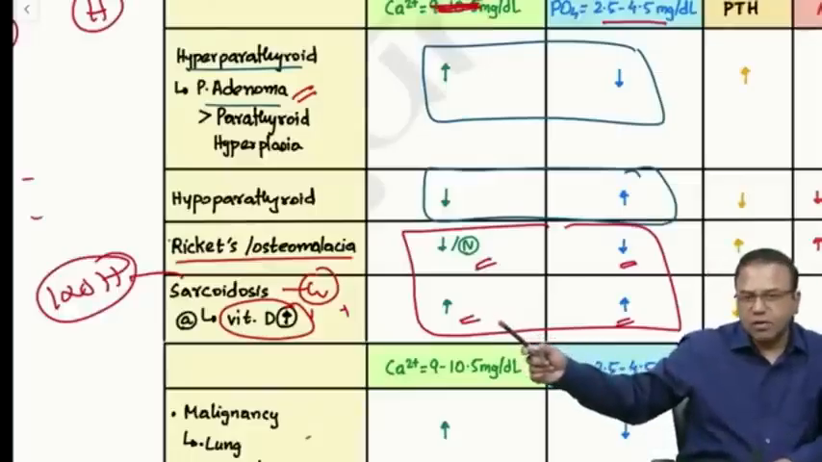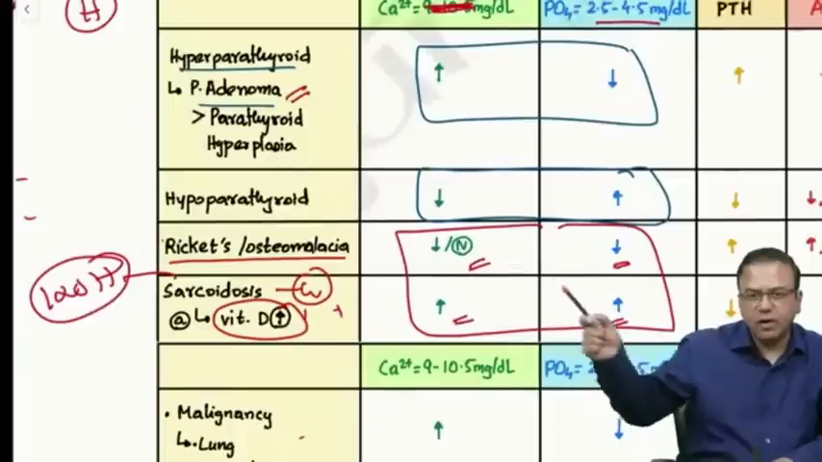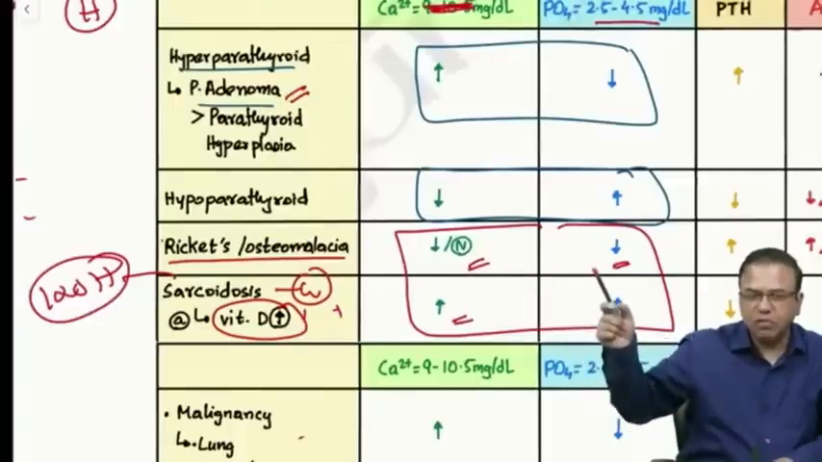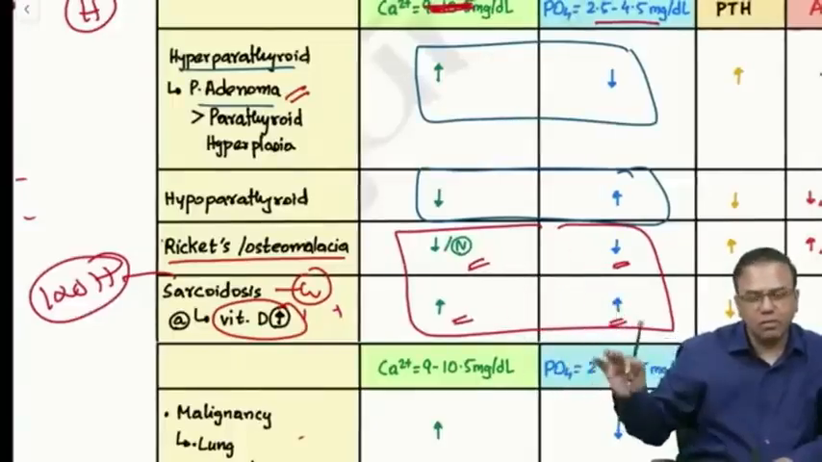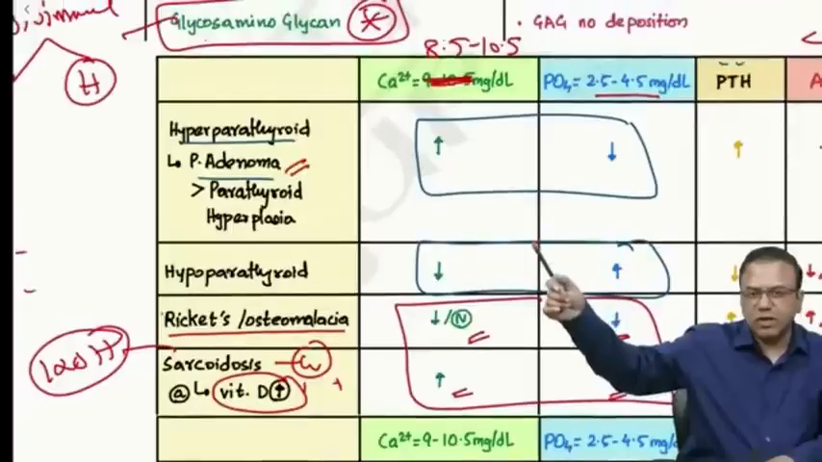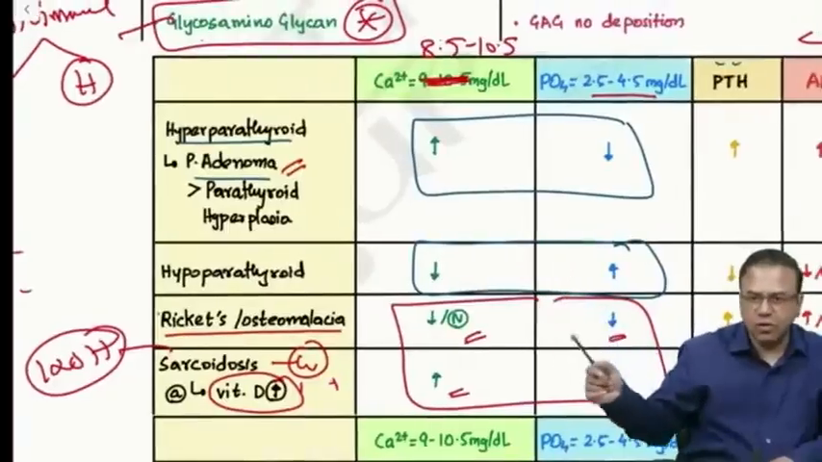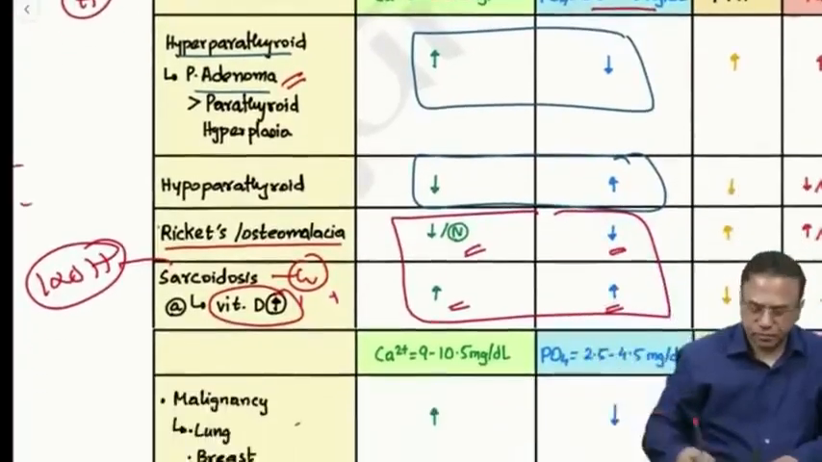So if you get vitamin D toxicity, calcium high, phosphate high. If you get vitamin D deficiency, calcium low, phosphate low. So in your exam, remember the rules. If calcium and phosphate move in opposite directions, parathormone is the culprit. If they move in the same direction, it's a vitamin D problem.